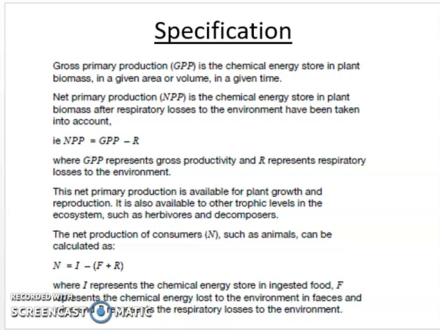Okay? And then you've got the bit at the bottom, the net production of consumers, such as animals, can be calculated as N equals I, which is the chemical energy stored in food that's been ingested, minus F plus R. And F is the energy lost to the environment in feces and urine, and R is the respiratory losses to the environment. Okay, so because these have been named, so the top one, NPP equals GPP minus R, and the N one, because they've been named in the spec, that means they don't have to give it to you in the question, which means you do have to know it off by heart.